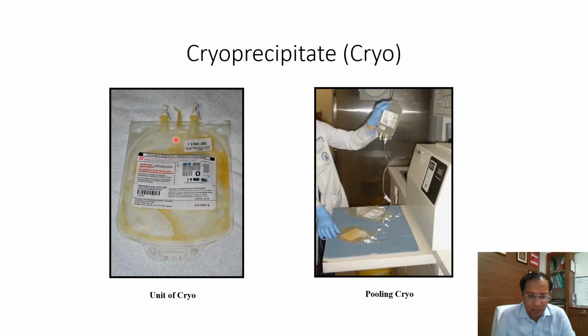So this is the cryoprecipitate, a unit of cryoprecipitate, which can be used as a solo case, or because the adequate dose in adults is generally 10 units, you need to pool them. So you can have 2 packs of 5 units, which can be called pooled cryo.